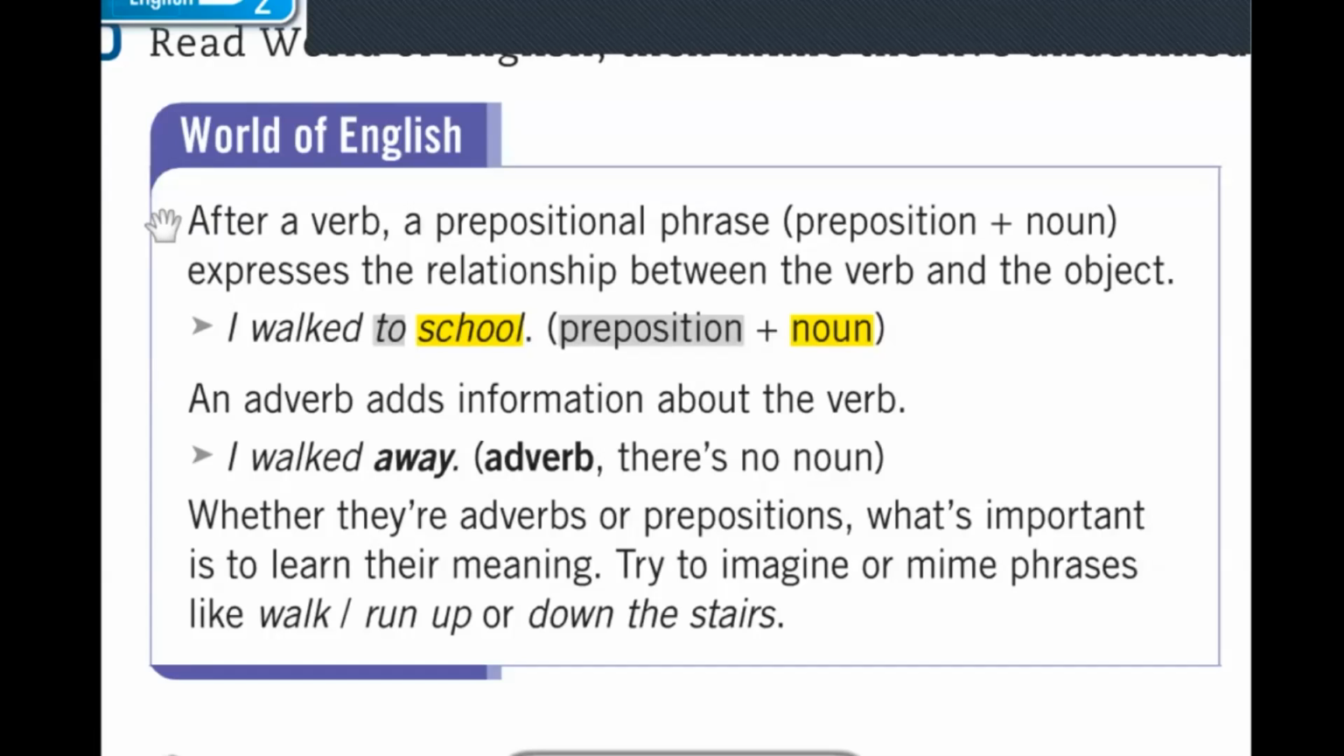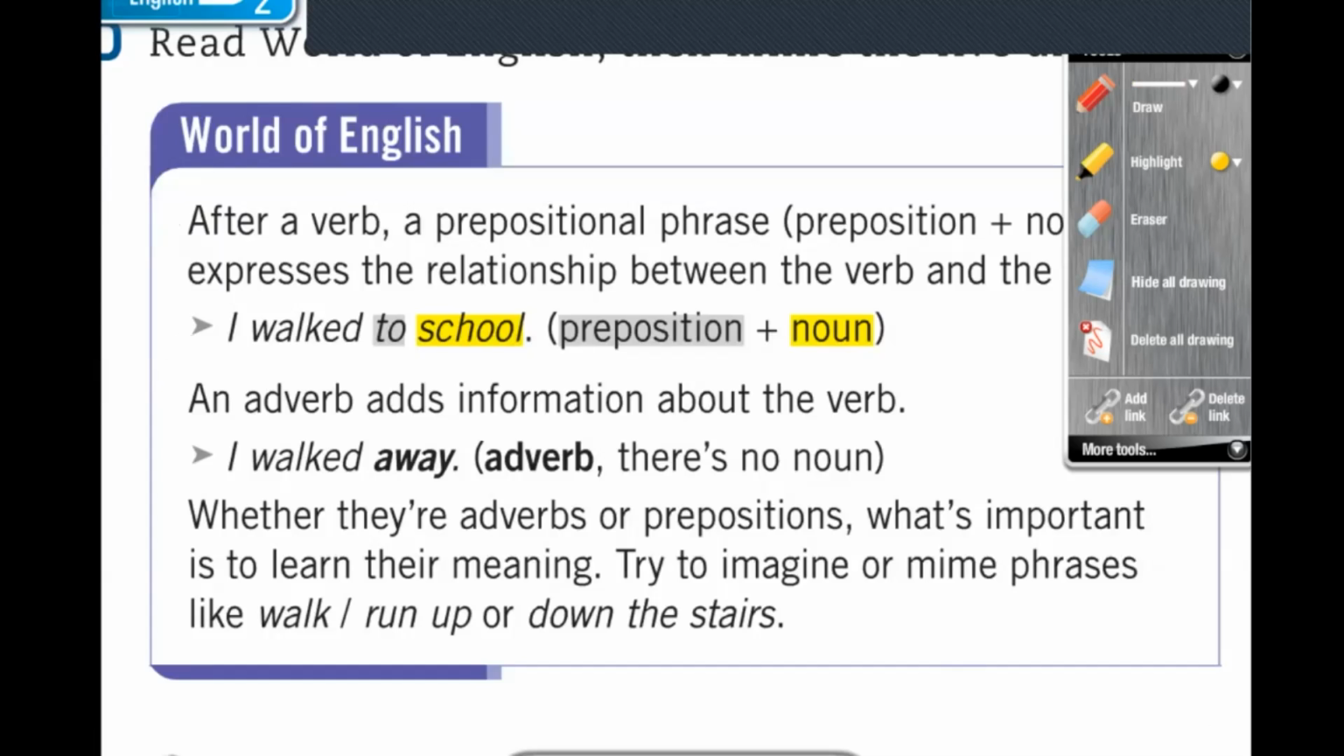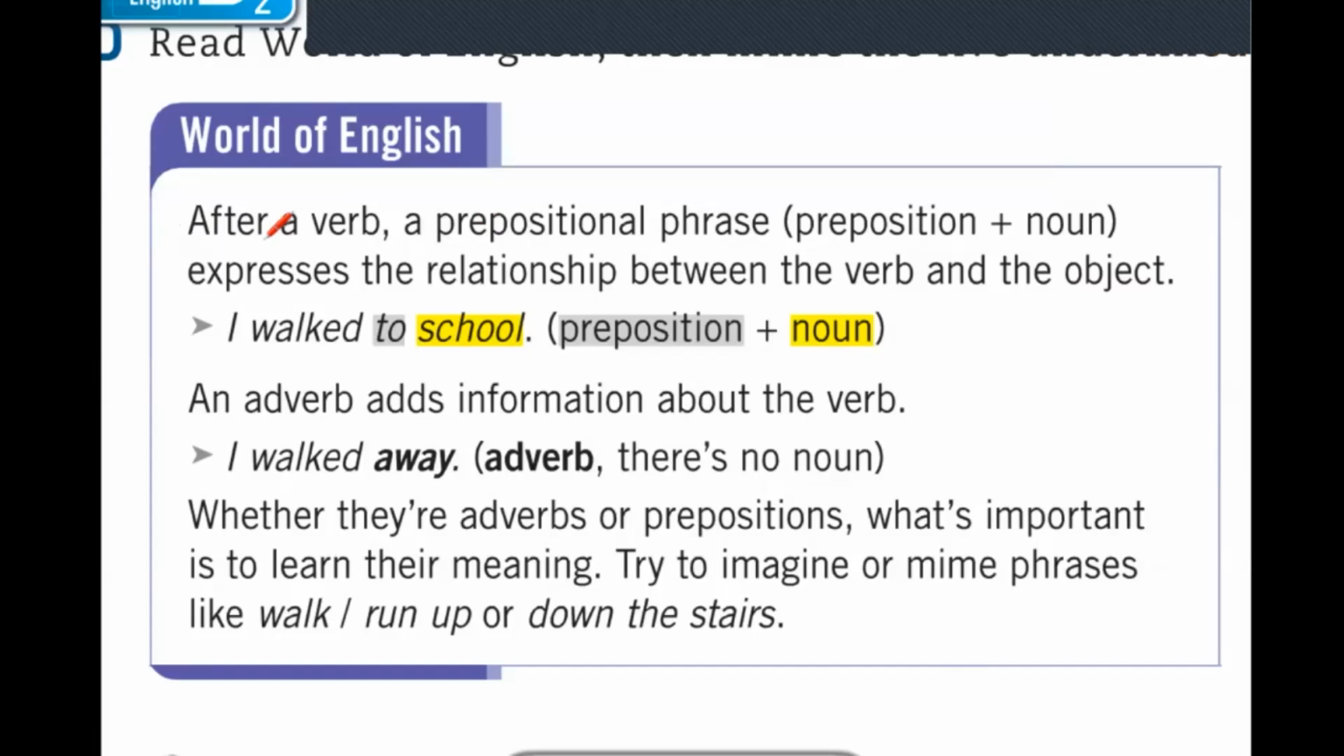Please. Okay, after a verb, a prepositional phrase, preposition plus noun, expresses the relationship between the verb and the object. I walk to school, preposition plus noun. Thank you so much. All right, let me explain this.